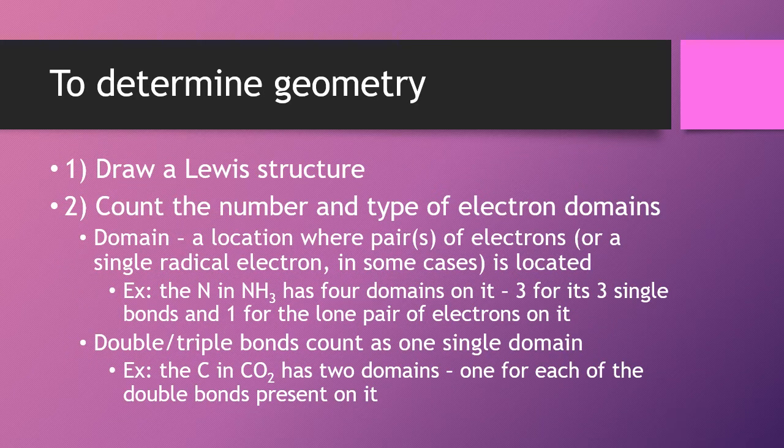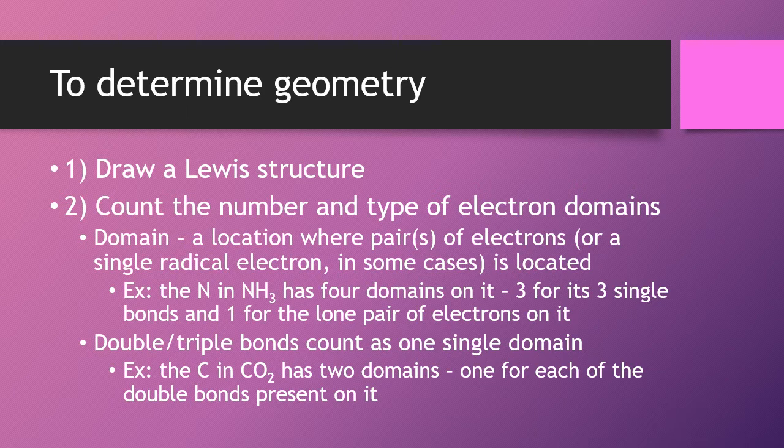How you determine the molecular geometry of a shape is, first, you have to have a Lewis structure, either drawn or found. And second, you must count the number and type of electron domains on the central atom of your molecule. A domain is a location where pairs of electrons are located. For example, the nitrogen that is central to ammonia has 4 domains on it, 3 of them belonging to the 3 single bonds to the 3 hydrogens, and 1 additional one for the lone pair of electrons that is also on the nitrogen.